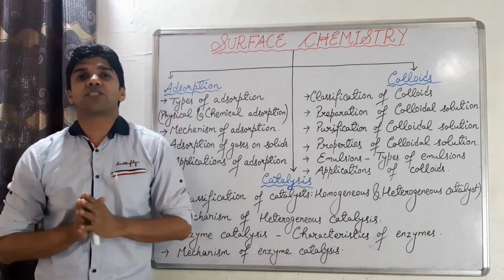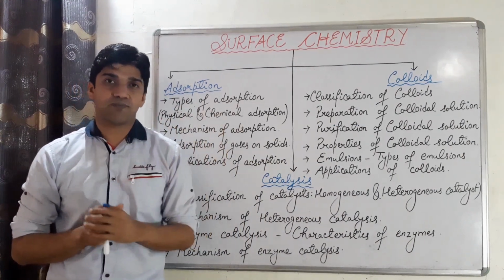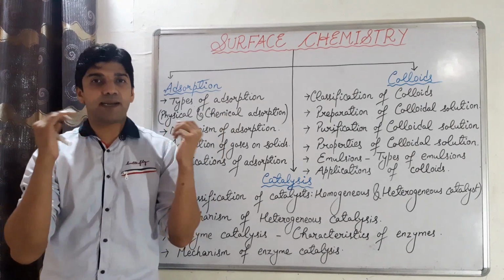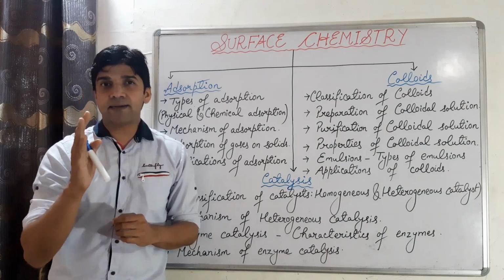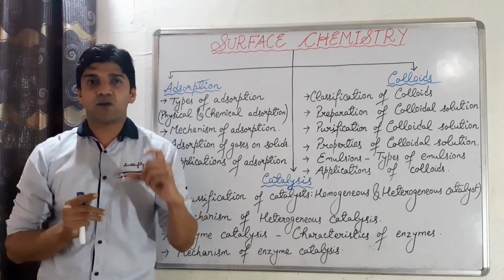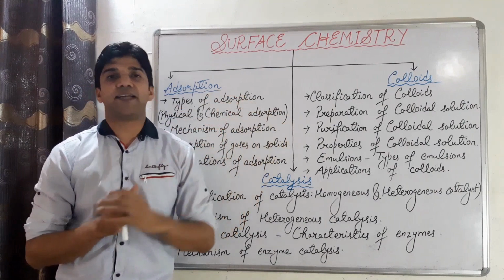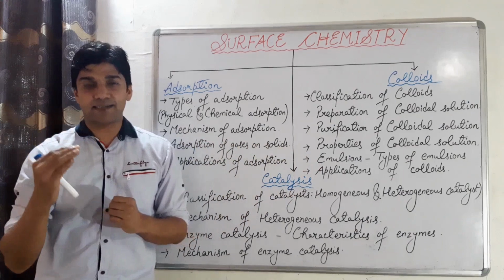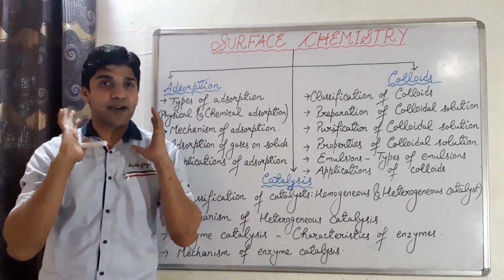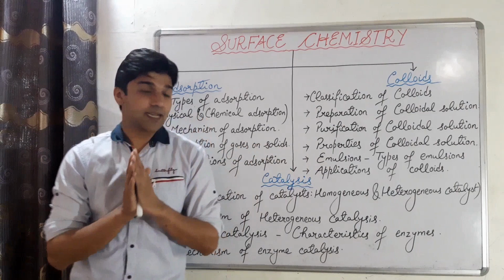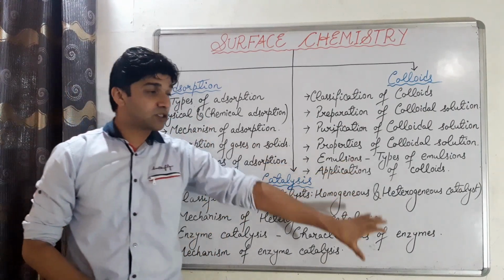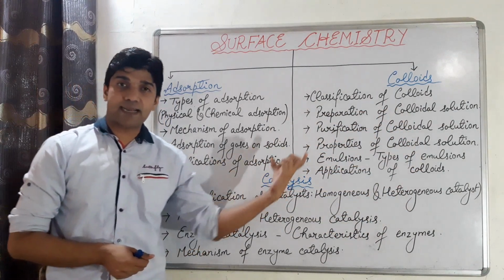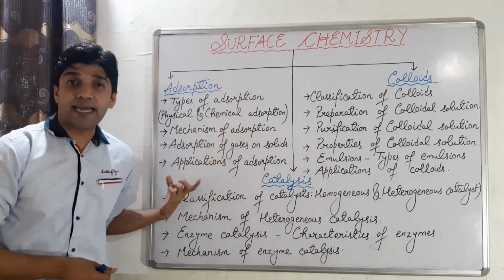Now suppose we have formation of ammonia from nitrogen and hydrogen. We require the catalyst iron here and molybdenum as a promoter. Now iron is a solid catalyst and nitrogen and hydrogen are in the gaseous phase. So we have heterogeneous catalysis, in which the reactants and the catalyst are in the different phase. So we'll discuss in detail about the homogeneous and the heterogeneous catalysis. Then we learn about the mechanism of heterogeneous catalysis, and then we'll start with enzymes.